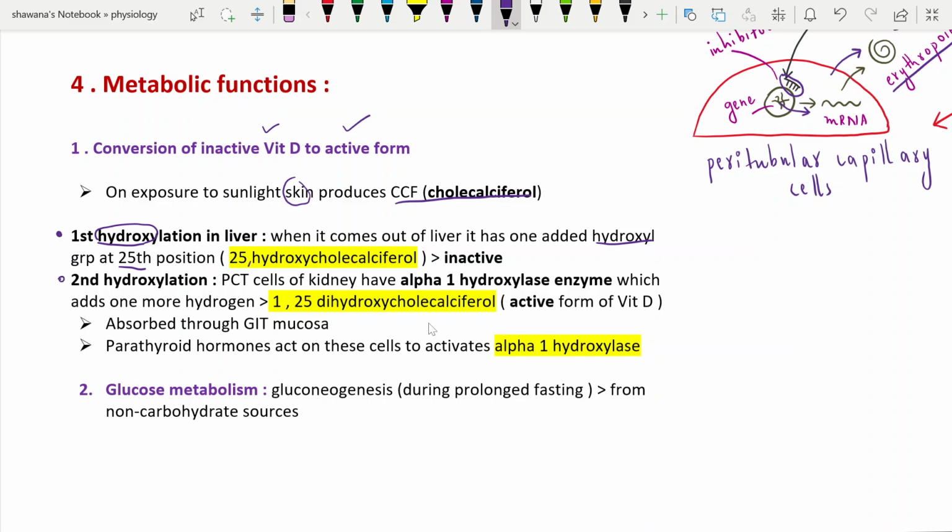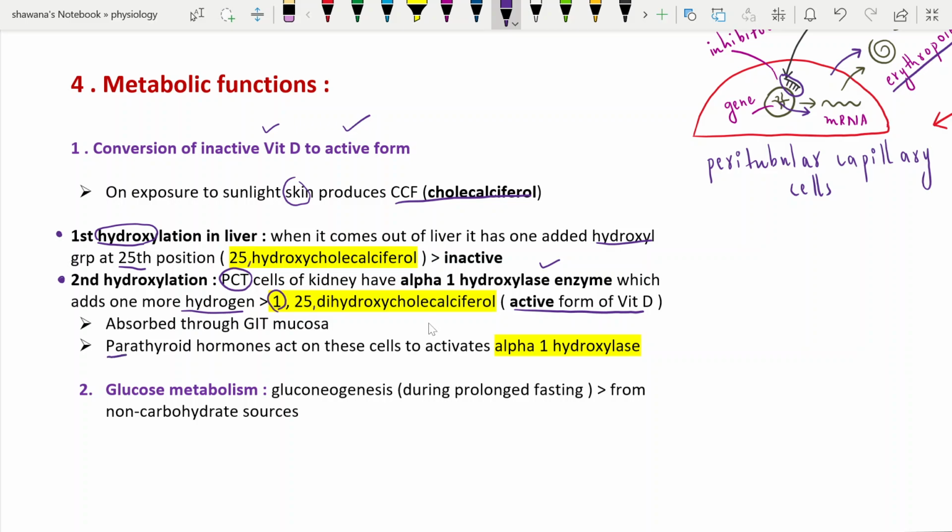The second hydroxylation occurs in the kidney. The proximal convoluted tubule cells of the kidney have an enzyme known as alpha 1 hydroxylase, and this enzyme adds another hydroxyl group at the first position, so it becomes 1,25 dihydroxycholecalciferol, which is the active form of vitamin D. And good news, vitamin D can be absorbed through the GIT mucosa, and it has a lot of functions, like strengthening the bone, calcium absorption, and all of that.